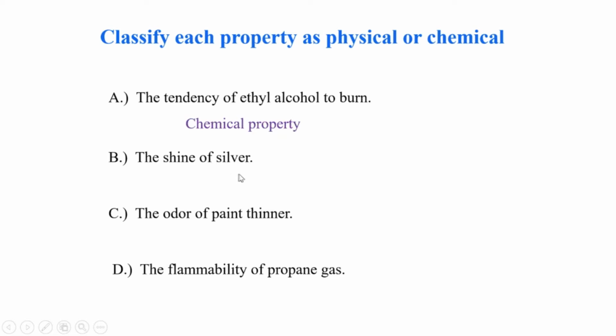The shine of silver. Silver is metal. It has a shining color. That property, is that chemical or physical? It is a physical property because it's still silver.